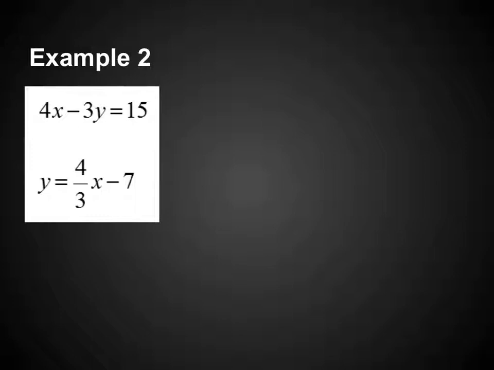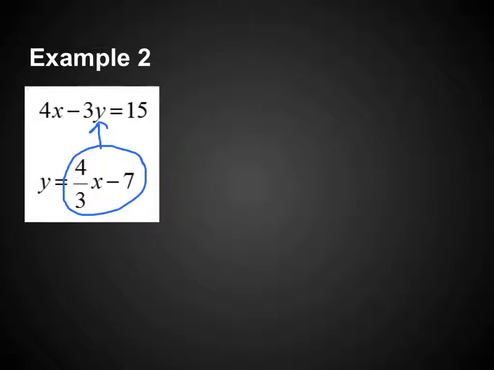Taking a look at the second example, we have 4x minus 3y equals 15. We get that y equals 4/3 x minus 7 is our second equation. Our first equation is in standard form. Our second equation has been solved for y. So for this problem, if we know that y is the same as 4/3 x minus 7, we can take this value and put it in for y.